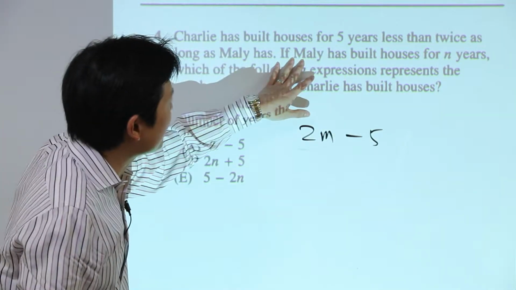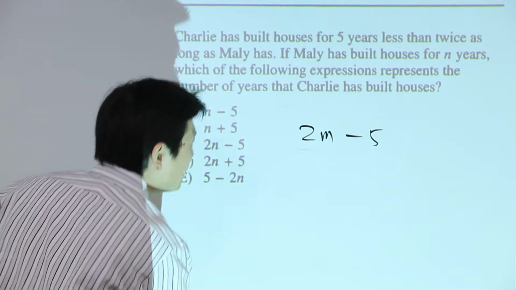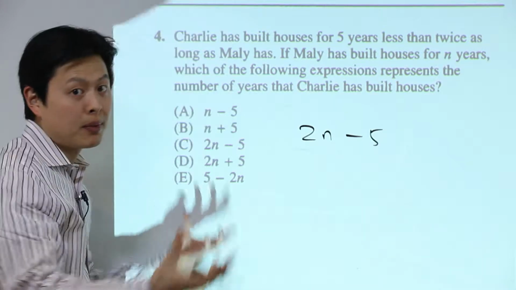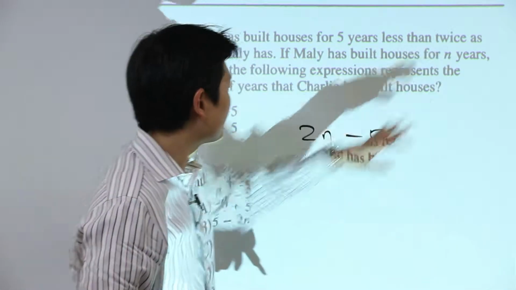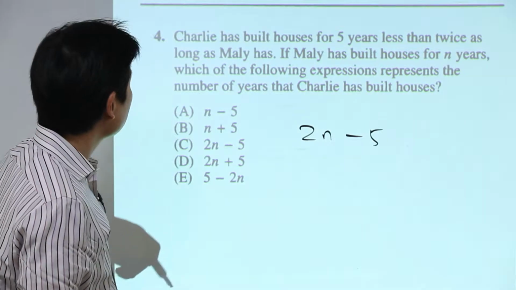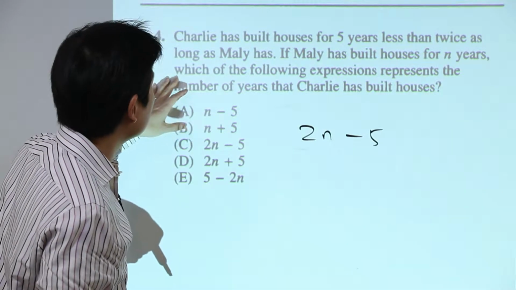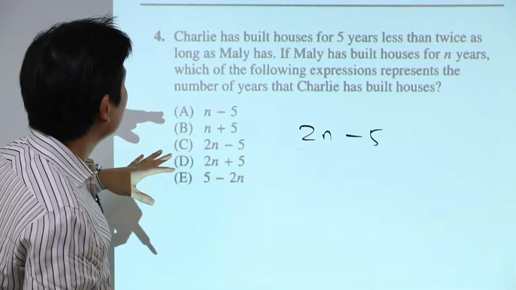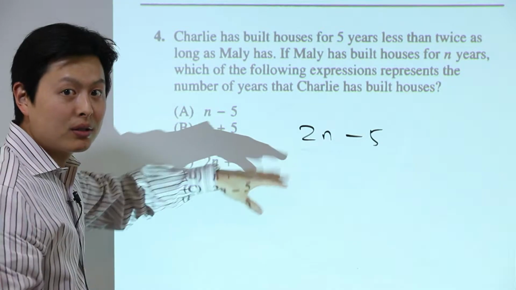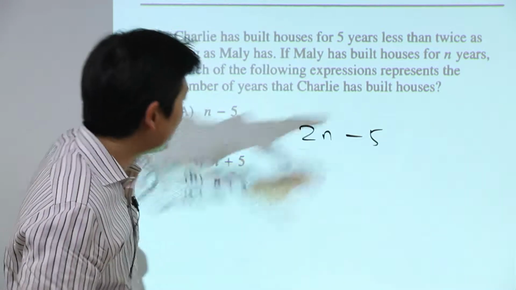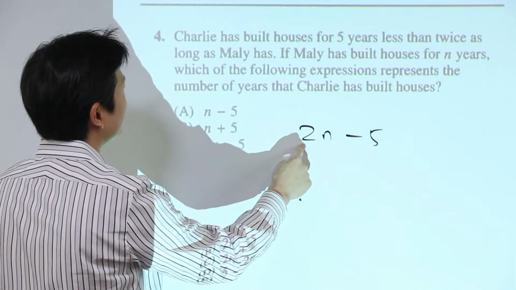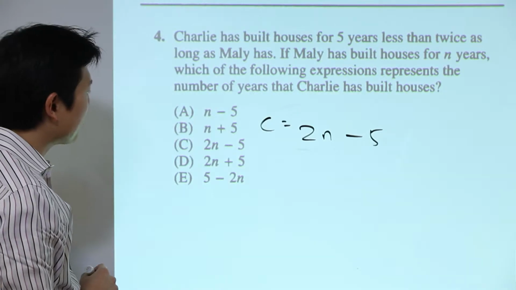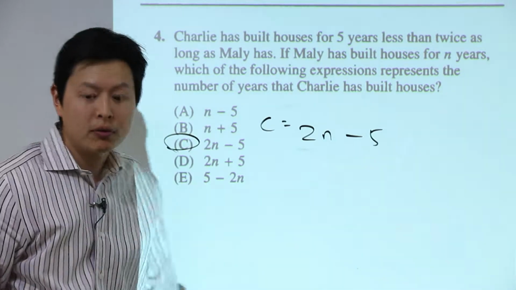If Meili has built houses for n years, right? So instead of m, all they're saying is they want us to use n instead, right? M was just my own variable, but they actually give us a variable to use, so I'll use that, n for Meili. Which of the following expressions represents the number of years that Charlie has built houses? So this expression right there was for Charlie, right? Charlie has built this many, 5 less than twice Meili. Right? So 2n minus 5, C, is the correct answer for number 4.